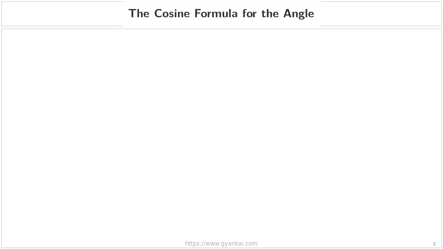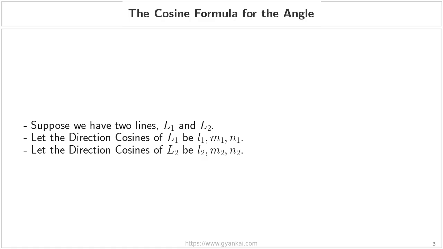The cosine formula for the angle. Now that we have established what direction cosines are, and remember that the sum of their squares equals 1, let's put this into practice by looking at how we actually calculate the angle between two different lines. Suppose we are looking at two lines, which we will call L1 and L2. To find the angle between them, we first need to identify their specific direction cosines. For our first line L1, let's denote its direction cosines as L sub 1, M sub 1, and N sub 1. Similarly, for our second line L2, we will use L sub 2, M sub 2, and N sub 2.